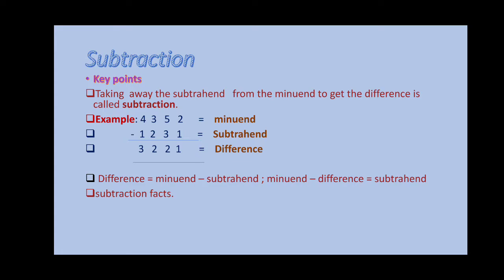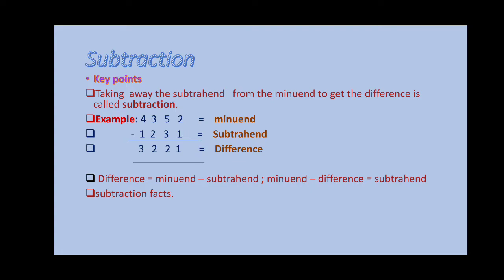So let us see first what is minuend and what is subtrahend. Minuend is the number from which we are taking, and subtrahend is the number which we are taking away. The answer of these two numbers is called difference. Remember these three words, children. The answer of subtraction is called difference, and the other two words you have to remember.